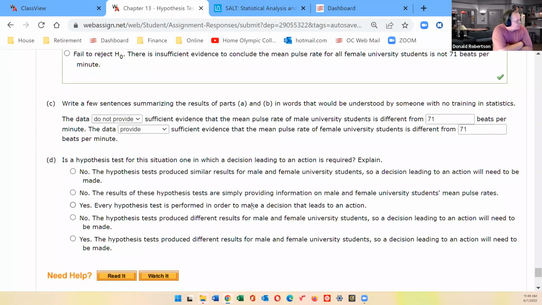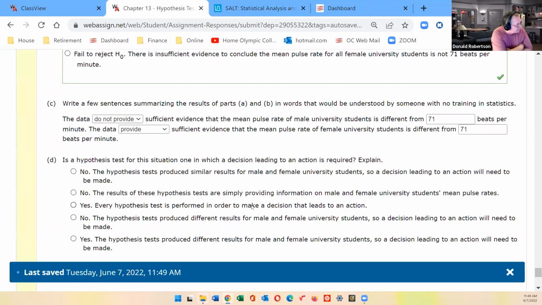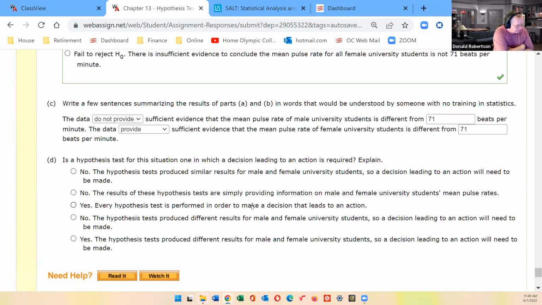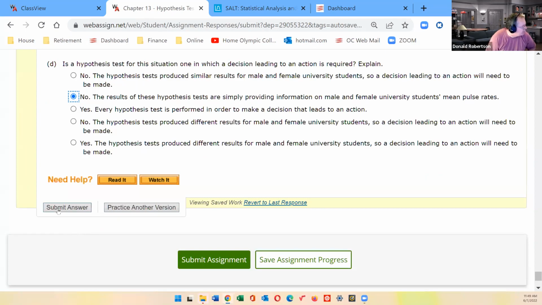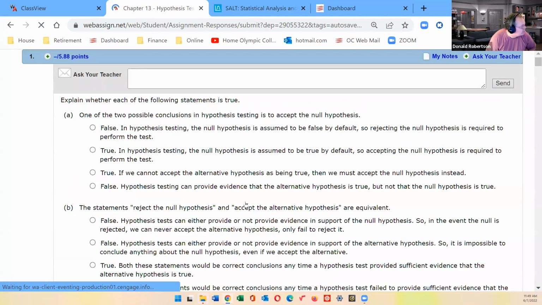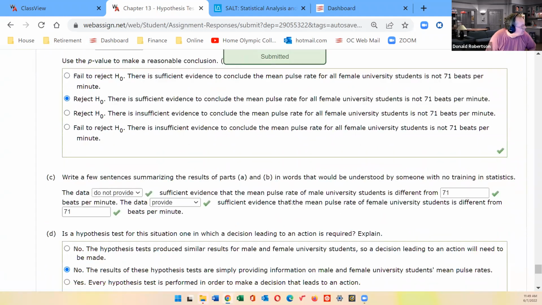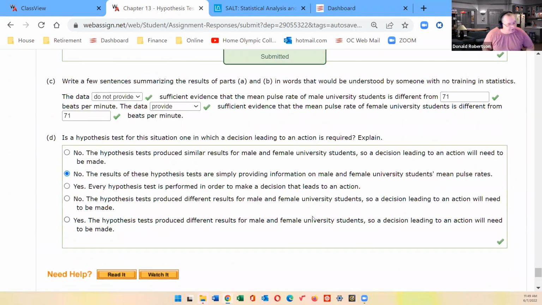Oh, that's an interesting question. Is the hypothesis test for this situation one in which a decision leading to an action is required? So let's see the choices. No, the hypothesis proves similar results for male and females. No, the results of these hypotheses are simply providing information. That's the one I would go for. I don't really know what you could do about it unless it was dangerous. So let's see if I'm right. They agree with me.